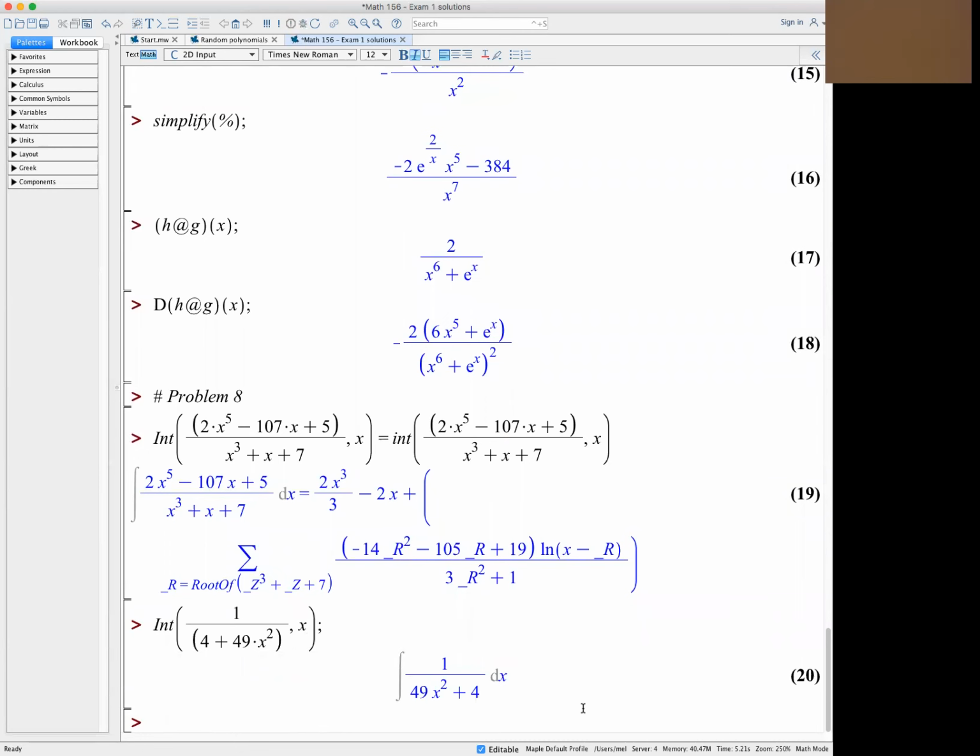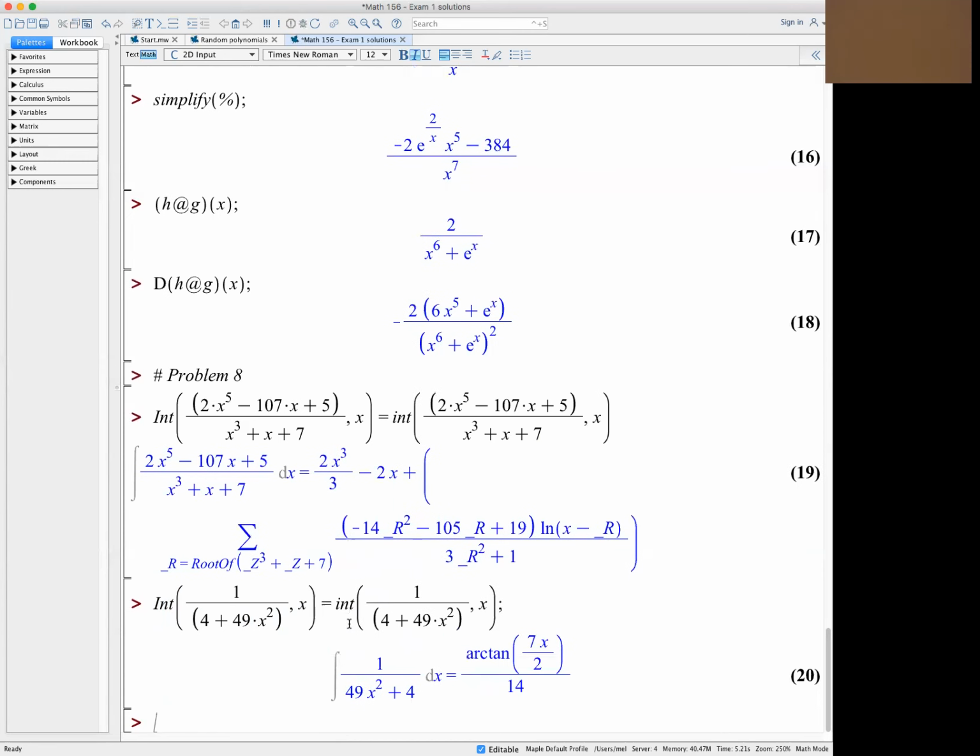Okay. That's 4 plus 49. 4 plus, that's right, 4 plus 49x squared. And to actually compute it, that's the answer: arctangent of 7x over 2, over 14. So those are indefinite integrals.